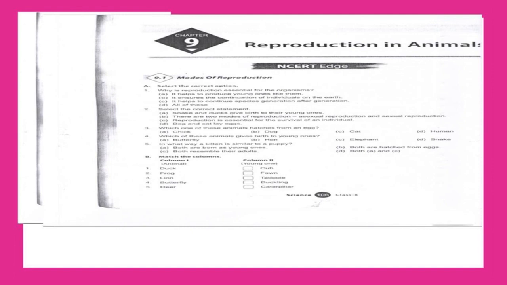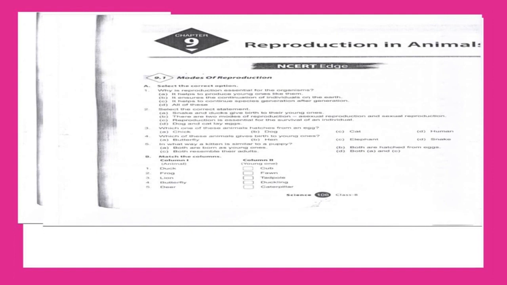First one, why is reproduction essential for the organism? Answer: it helps to produce young ones like them. It ensures the continuation of individuals on the earth. It helps to continue the species generation after generation. So all options are correct. The answer is D, all of these.